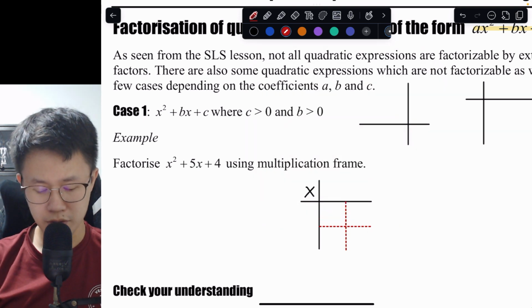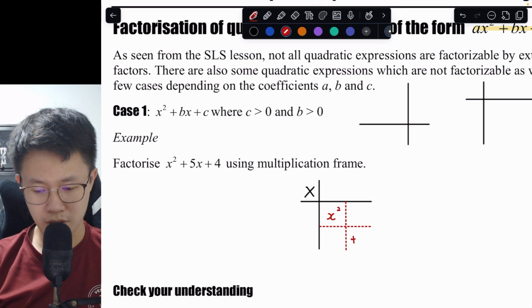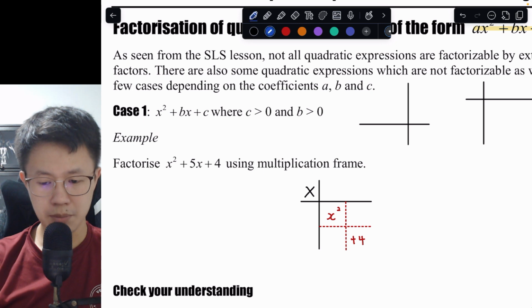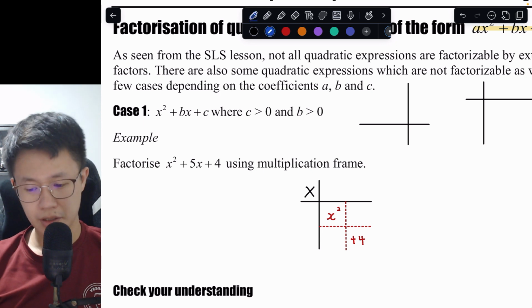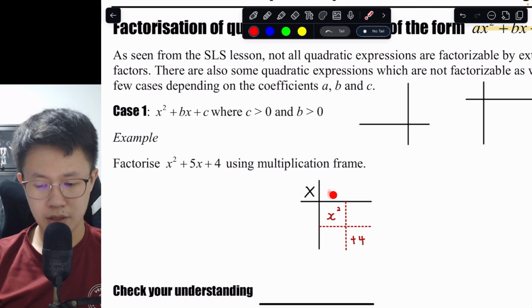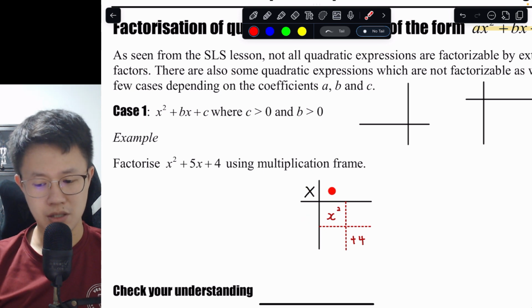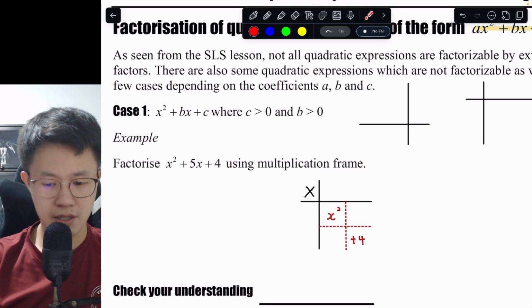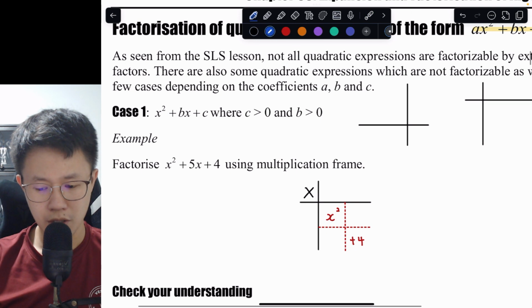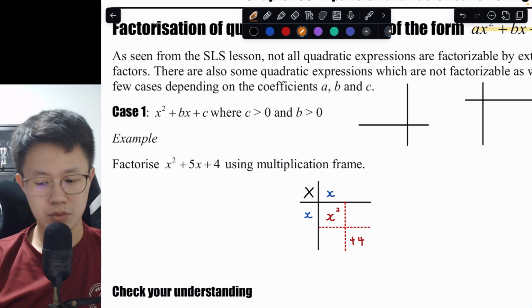In this case, you're going to use the x squared term first, and you use the positive 4. What do you get on the other side? In a multiplication frame, you usually ask yourself, what over here times what will give you this? This times this will give you something here, and this times this will give you something here. So we're going to do some checks. Of course, for x squared, it's very simple. We can only have x times x.